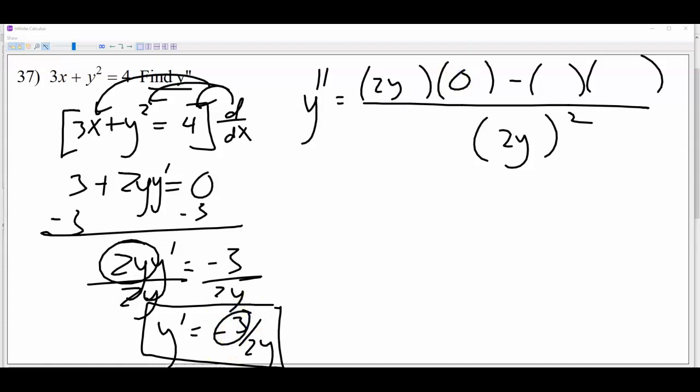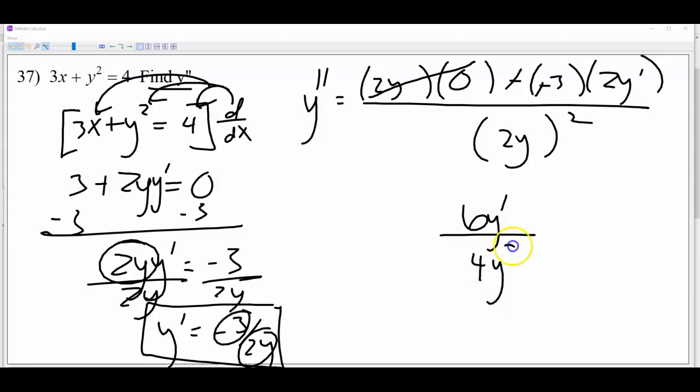Low d high minus high d low. Now the derivative of 2y, that's just going to be 2. But since there's a y, we'll put a y prime there. Right? So let's simplify this a little bit first. So this goes away. Double negatives become positives. And so now I've got 6y prime over 4y squared.